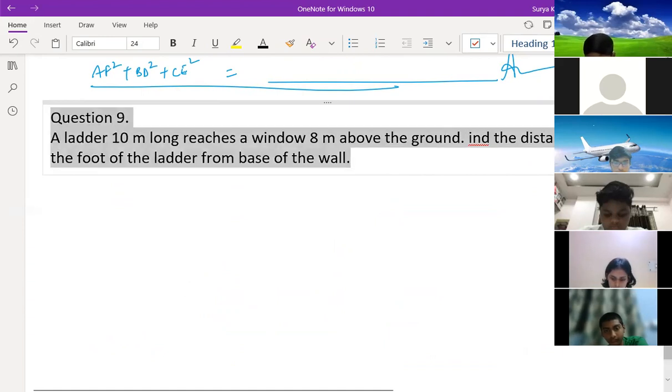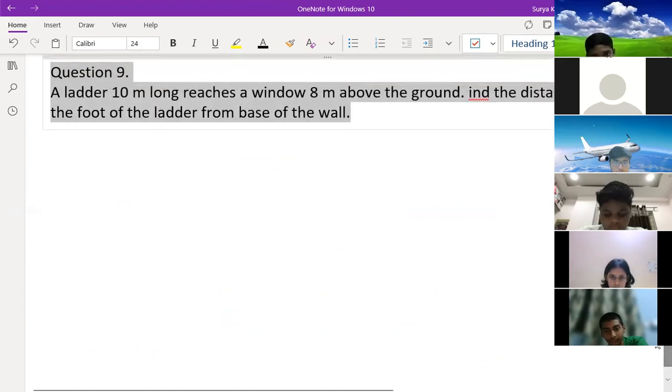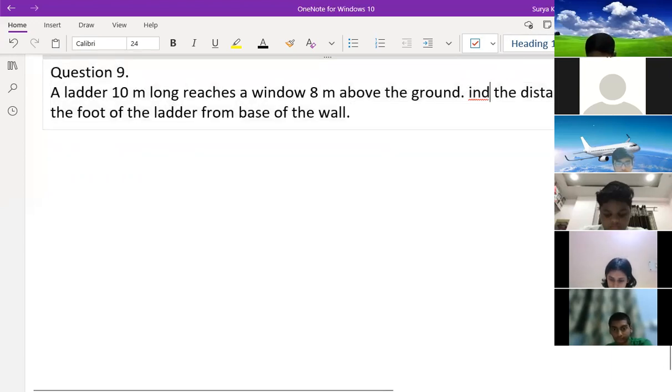A ladder is 10 meter long, reaches a window 8 meter above the ground. And it with the distance of the foot. Achha, this is the distance you write in. What is there in? Something is mentioned in the textbook.